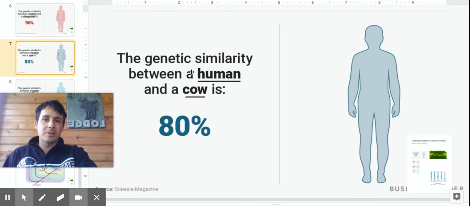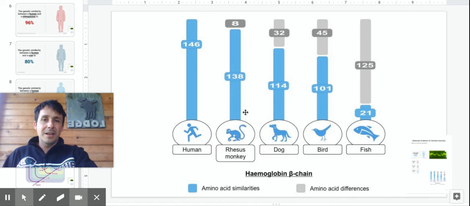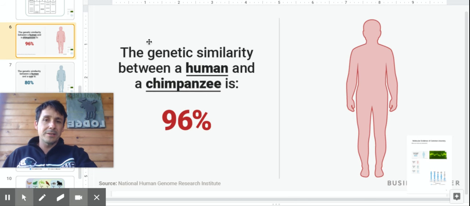For example, if you take a look at a human and a cow, we share about 80% of our DNA. If you take a look at a human and a fruit fly, we share about 61% of our DNA. So, as you can see, most life is pretty closely related on the planet. But if we were to look at all these animals that we gave examples of, we're most related or most closely related to the chimpanzee.